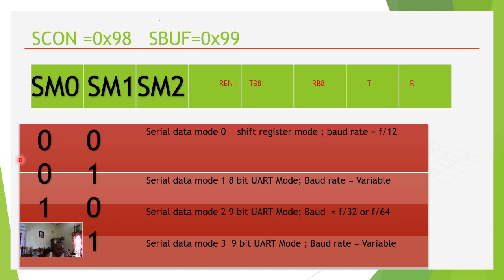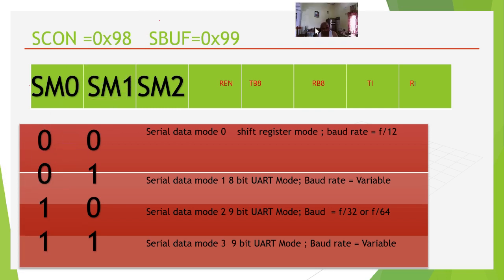SM0 is 0 and SM1 is 0. When SM0 is 0 and SM1 is 1, what happens? When SM0 is 1 and SM1 is 0, and when both are 1, which data mode will be selected? Before learning about all of them, let us see what each serial data mode stands for.